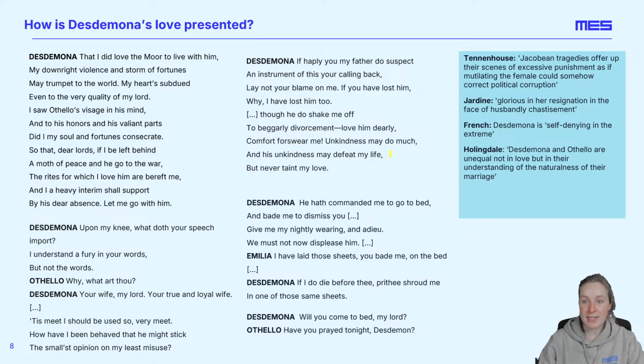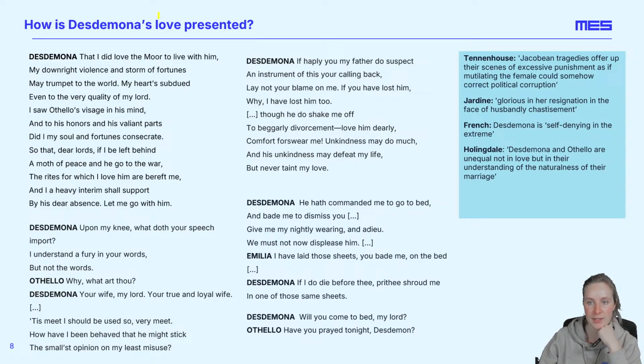She says, that I did love the more to live with him. My downright violence and storm of fortunes made trumpet to the world. My heart subdued even to the very quality of my mind. I saw Othello's visage in my mind, and to his honours and his valiant parts did I my soul and fortunes consecrate. So that, dear lords, if I left behind a moth of peace and he go to the war, the rights for which I love him are bereft me, and I a heavy interim shall support by his dear absence. Let me go with him.